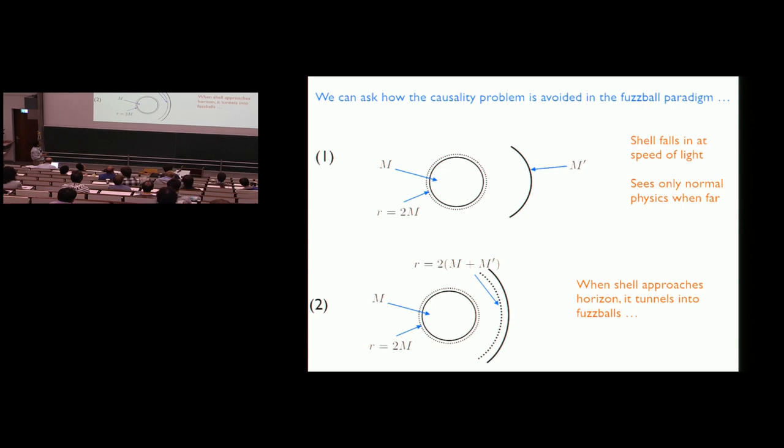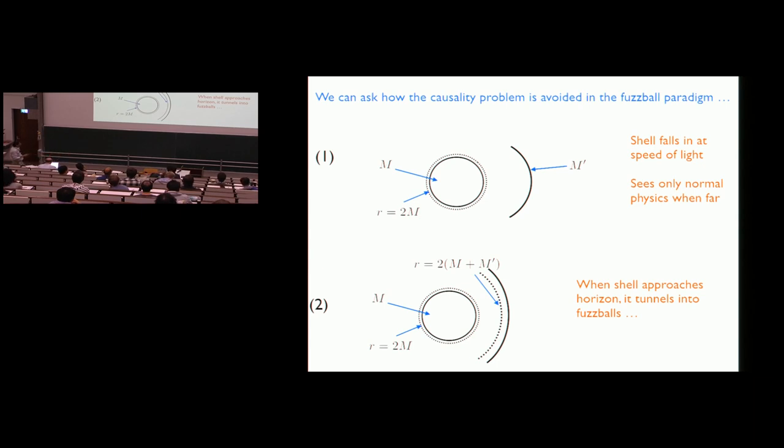So let's say here is our r equals 2M, and then here is a small radius outside, which I can maybe say the size of the fuzzball goes to a few Planck lengths outside that. So if you had to draw a stretched horizon, you could say it is here. And now suppose a shell of mass M prime is falling onto this. I'm going to show you what the causality problem would be.